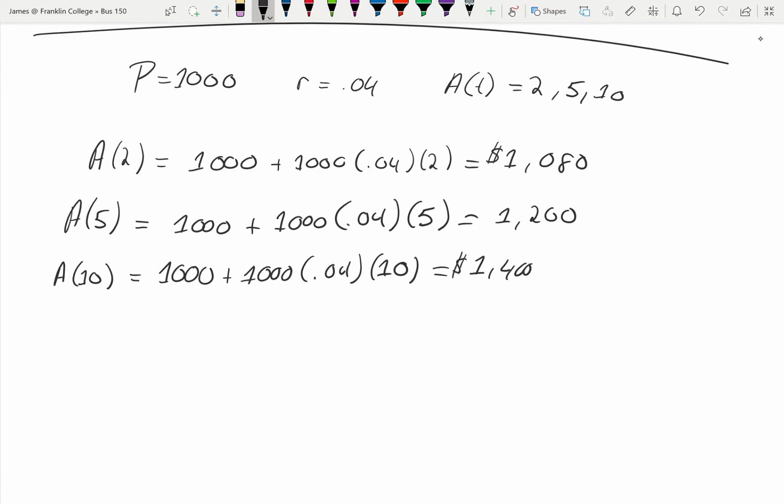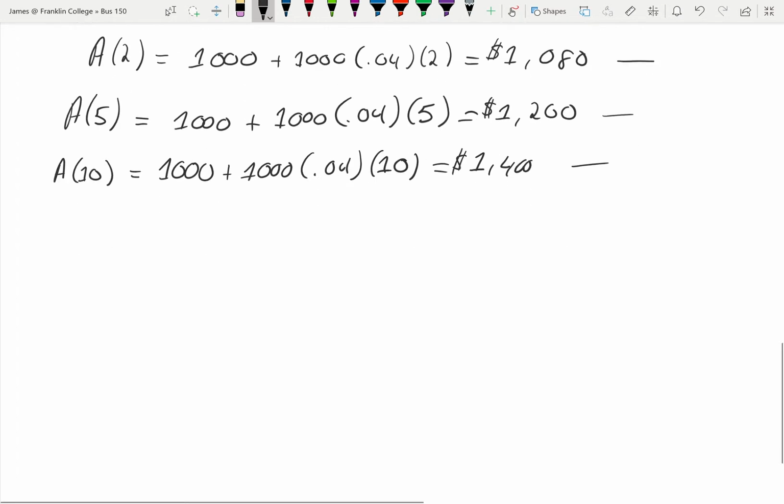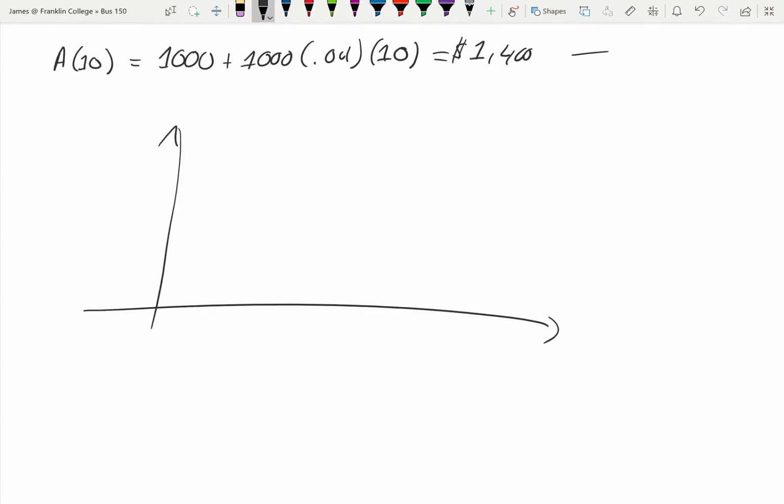1,400. So if we had an account that accrued interest simply, at the end of 2 years you would have $1,080, at the end of 5 years $1,200, and at the end of 10 years you would have $1,400. So let's plot this over time. 2, 5, 10. 1,000, 1,400.